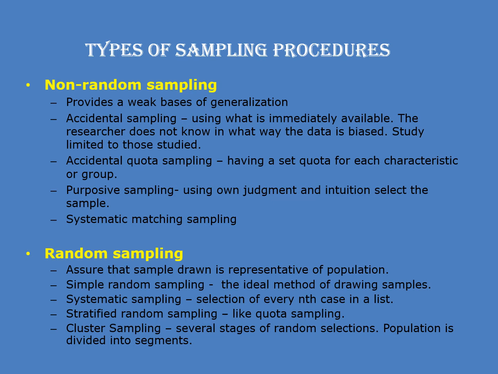There's also something known as accidental quota sampling, and that's basically where it's having a set quota for each characteristic or group. The reason why it's accidental is because, generally speaking, when looking to collect data, every investigator, researcher, no matter what the research question is, in the beginning looks to maximize the data collection process.